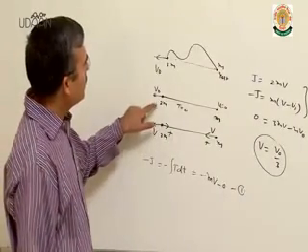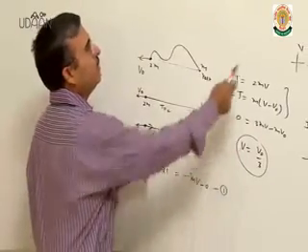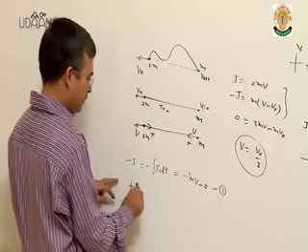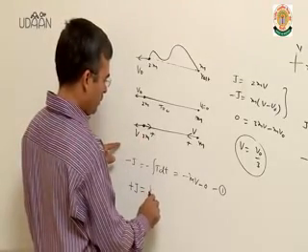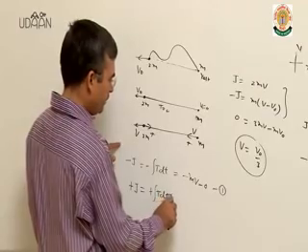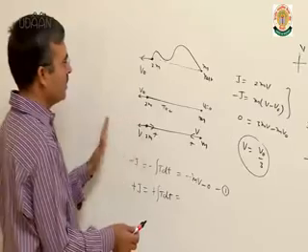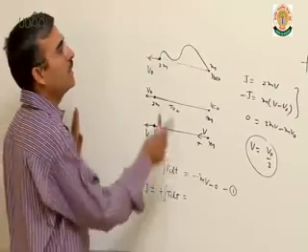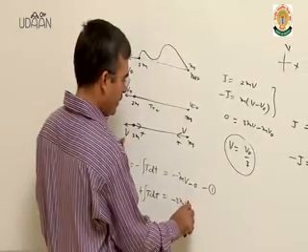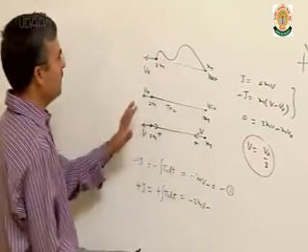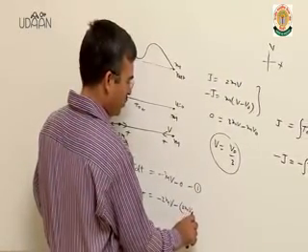For this 2m mass body, the tension acts this side, so the impulse will be positive. So plus J equals plus integration T dt. That will be equal to final momentum, which is this side, negative, minus 2mv, minus the initial momentum, also this side, minus 2m into v naught.